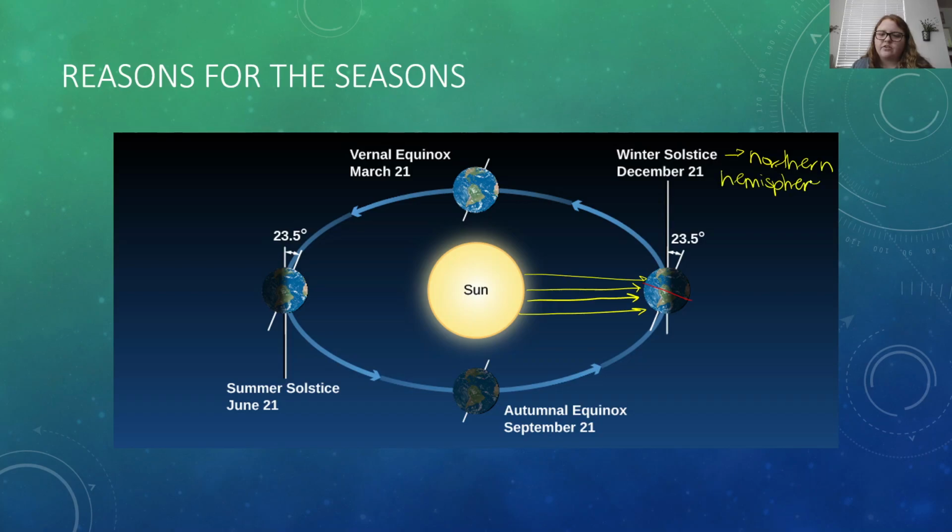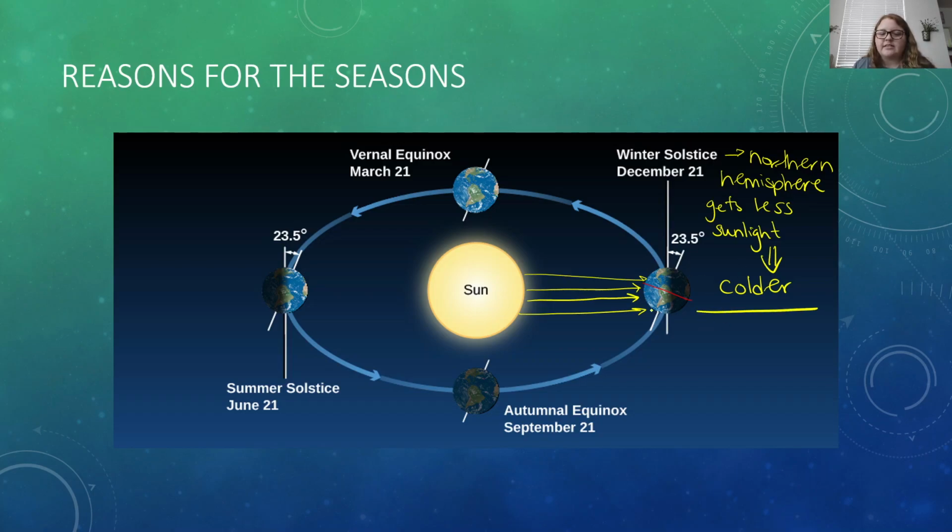So in the winter, the northern hemisphere gets less sunlight during the winter time. Therefore, it's typically colder, right? And that's why winter here in the northern hemisphere is cold.